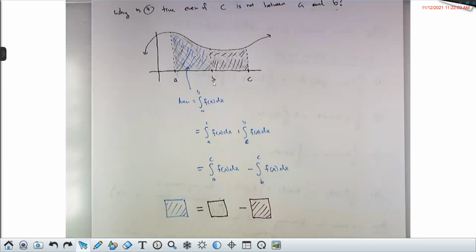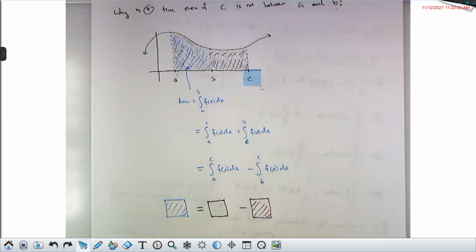And that does make sense. All right, what is this blue? Well, I could think of it as all the pencil shaded area minus the purple shaded area. So even if the number c is way outside the interval a to b, the integral from a to b, which is the blue shaded area, is equal to the integral from a to c plus the integral from c to b.